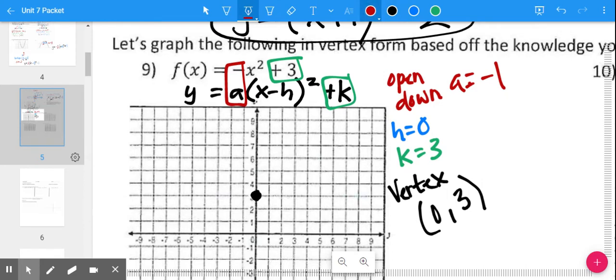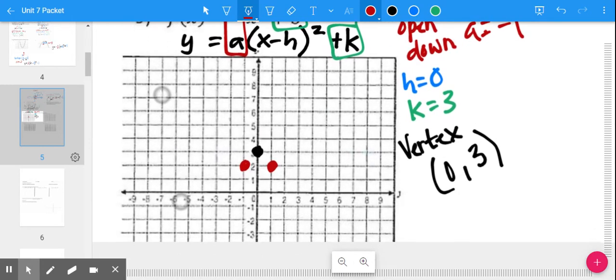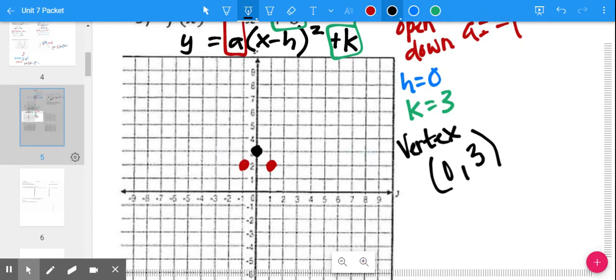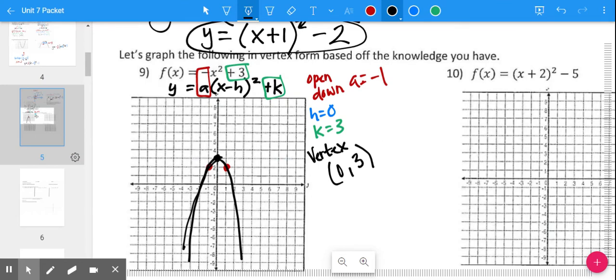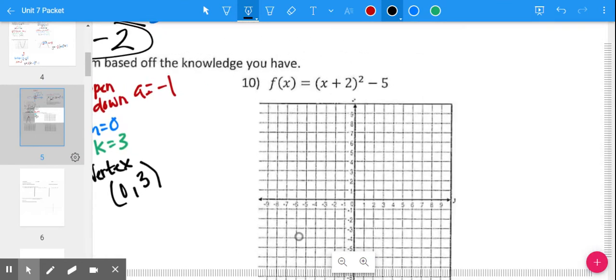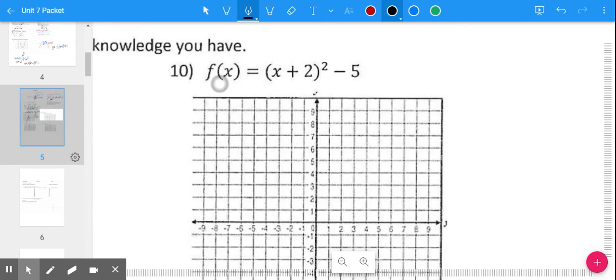Your A value is telling us it opens down, and as we go to the right one, we go down 1. As we go to the left one, we go down 1 because it's symmetric, so it follows the same path. And at this point, you can just rough hand sketch your parabola. It doesn't have to be perfect at this point. So then the next one. Again, identify everything you know.